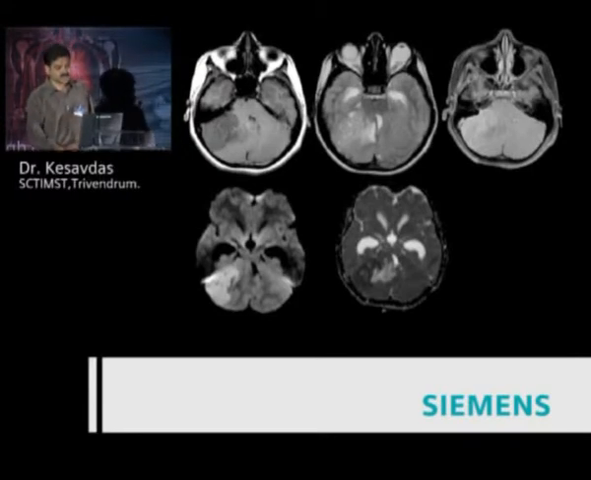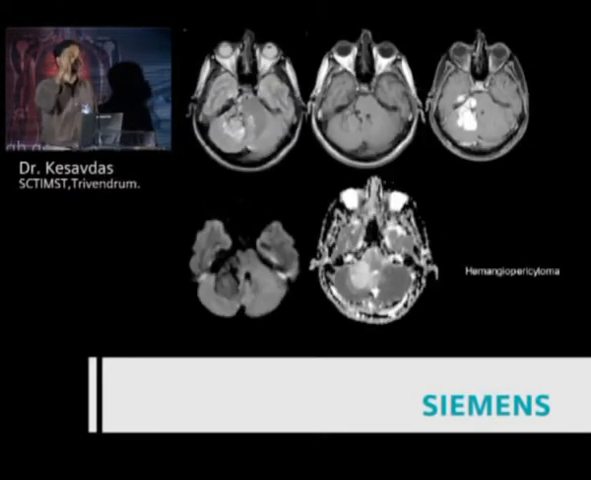Here there is not much enhancement, and that is because this was a desmoplastic variant of medulloblastoma, which is highly cellular, but at the same time there is a lot of fibrous content within, and it is because of that fibrous content that enhancement is not happening.